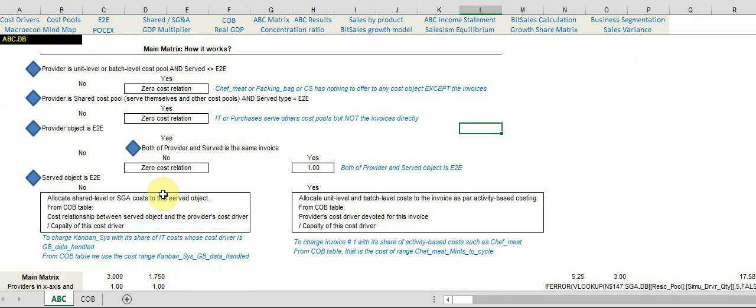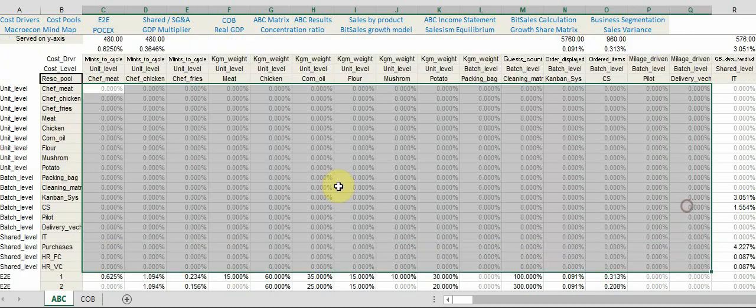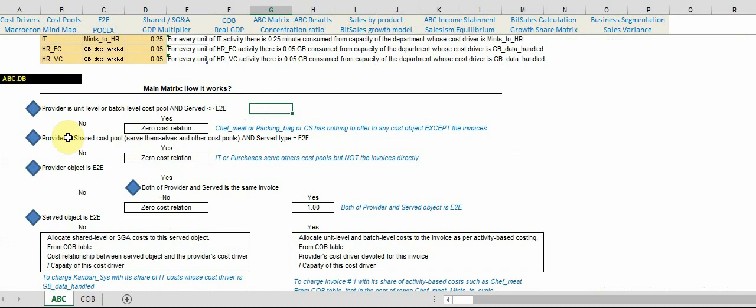If the provider is a unit level or batch level cost and the served object is not an invoice, that is all this area, cost allocation of these 2 types of unit level and batch level cost is only for the invoices. So all this area is 0. No unit level or batch level cost provides service to themselves or to anything other than invoices. That is the first rule: provider is unit level or batch level cost and served is not invoices. If true, 0 cost relation. If not, we go to the second step.